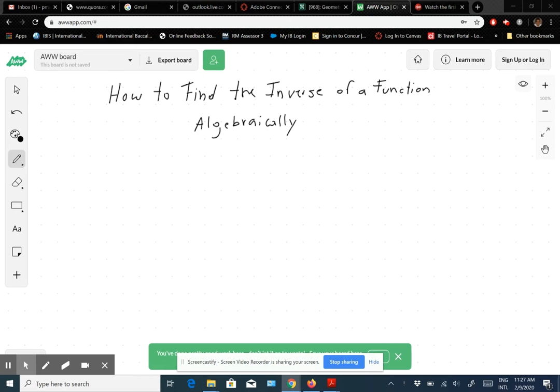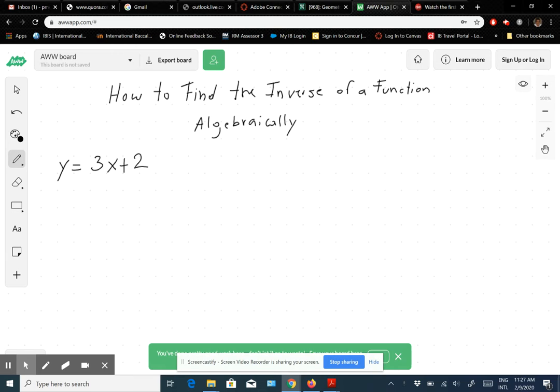We saw how to find the inverse of a function graphically. Now we're going to see how we can find the inverse of a function algebraically. We will begin with a very simple function. Our first function is going to be a linear function, such as this one, 3y equals 3x plus 2.